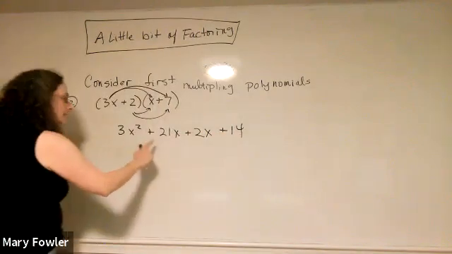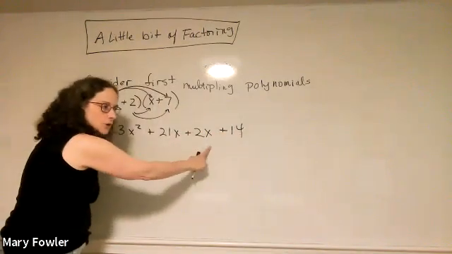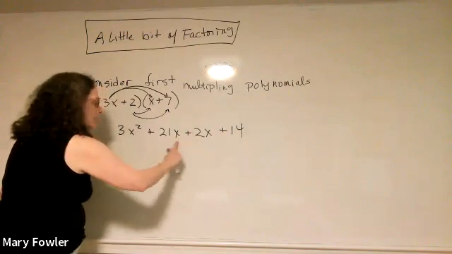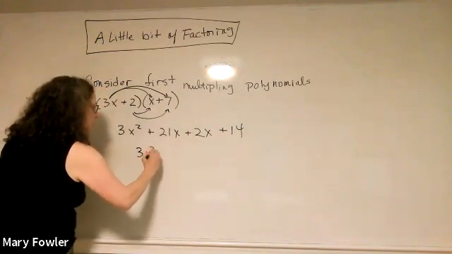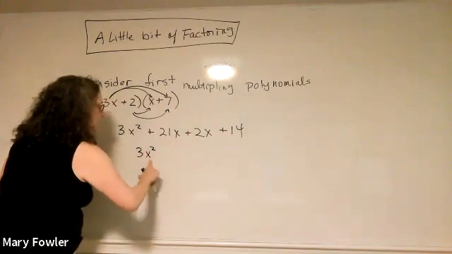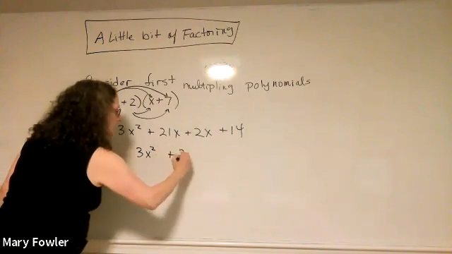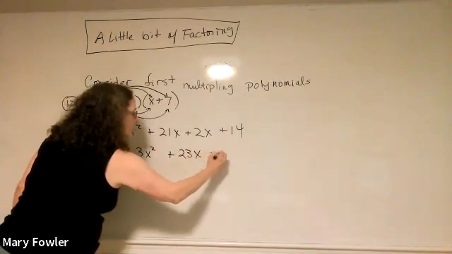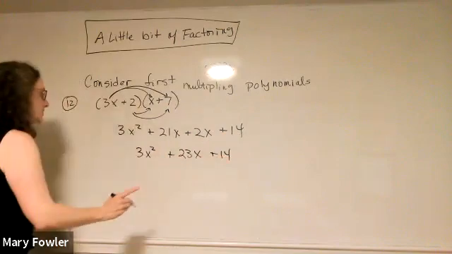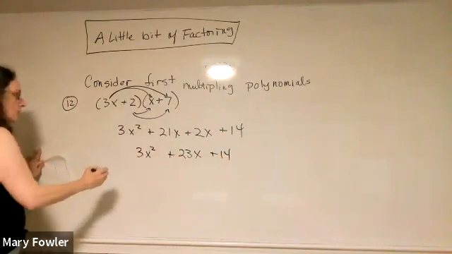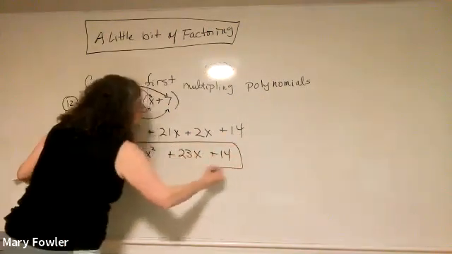And we combine like terms. We see that there are terms in x that can be combined. There's only one term in x squared. So it's 3x squared. We're combining to get 23x plus 14. Okay, so that's my answer, but I'll put a box around it.